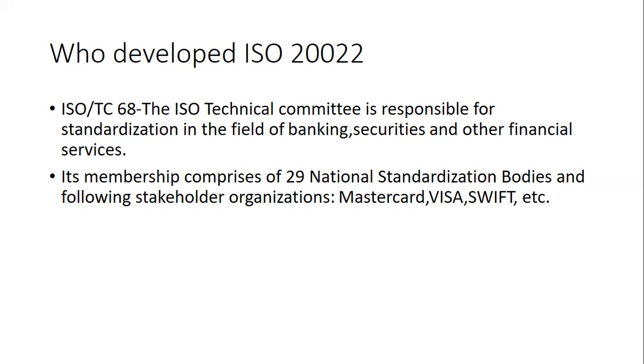Its membership comprises 29 national standardization bodies and the following stakeholder organizations. So there are already 29 standardization bodies involved in ISO 20022 adoption. Other than that, there are other stakeholder organizations like MasterCard, Visa, SWIFT, etc. These are the major players who are currently involved in ISO 20022 adoption.